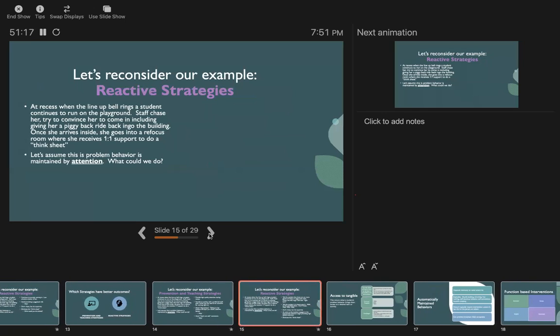And then, so again, we're looking at attention and our reactive strategies. So the best thing to do if we're going to remove a previously provided reinforcement for the problem behavior, so we previously chased her around, played with her, offered distractions, piggybacked her in, is tell the student that the conditions have changed. "I'm not going to chase. I'm not going to give you a piggyback ride. When the bell rings, I will wait right here." And so we're providing very minimal attention during that time period.